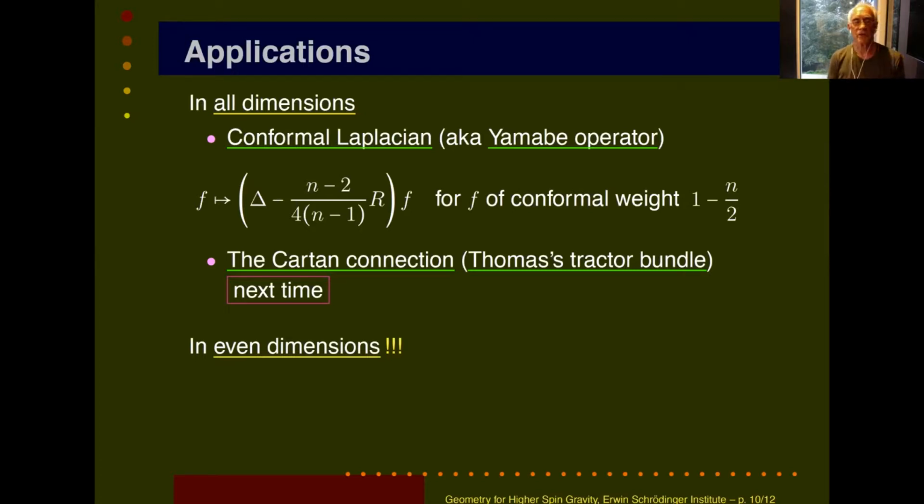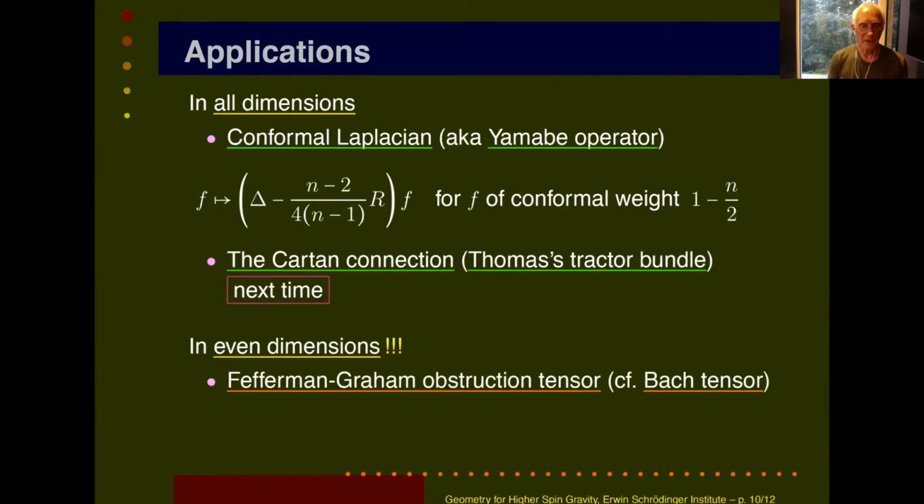Right? So this is something you don't really see. I mean, you can try and get it from the Cartan connection and so on, but you can see that there's sort of more going on here. So in even dimensions, first of all, I mentioned that this construction breaks down in even dimensions. Okay, and the way that it breaks down in 4 dimensions gives rise to the Bach tensor. The way that it breaks down in higher dimensions gives rise to a much higher order tensor called the Fefferman-Graham obstruction tensor.